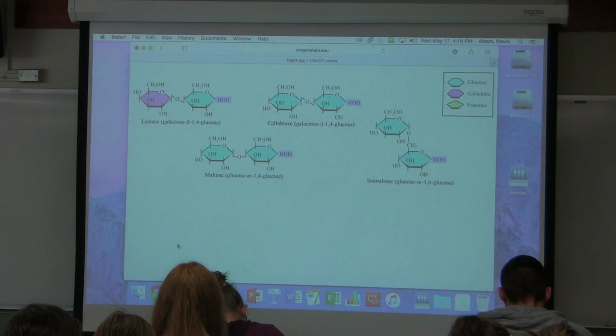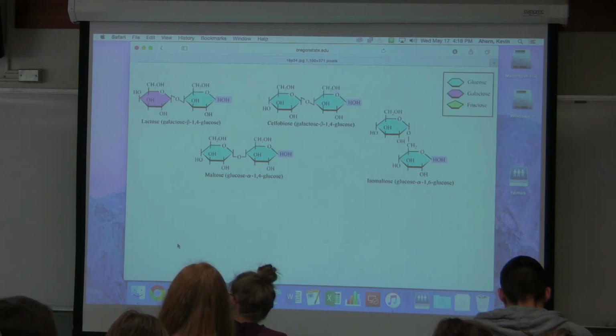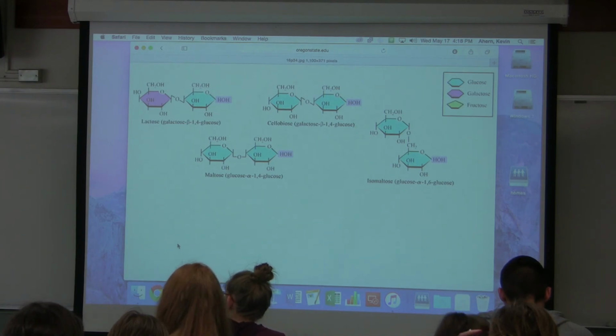Sucrose only exists in the circular form. Now, the other one, and I just realized I don't have a figure showing here. I'll post one for you.